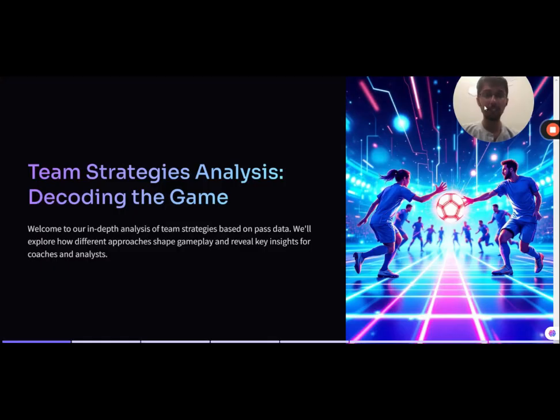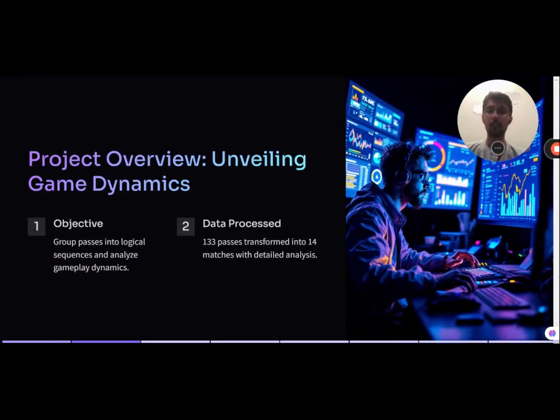The code that we have been provided gives us an analysis of the team strategies based upon the passes that they have made, and gives us a way to decode the game. Now, the information has been provided to us in a CSV file, which contains the starting and the ending time of each pass, as well as the person who sent and received the pass. Based upon this data, we can group them into logical sequences and analyze the gameplay dynamics.